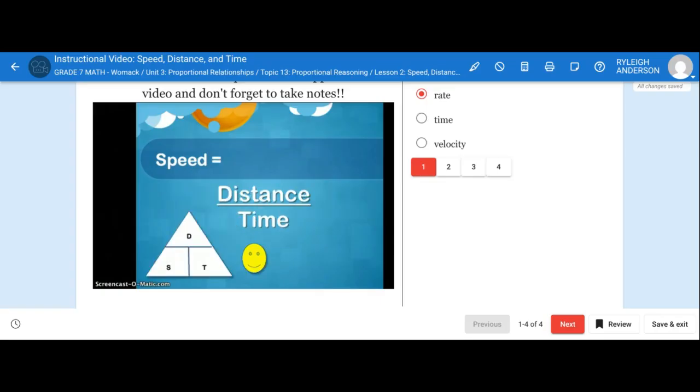The formula for speed is distance over time. So if I want to know how fast something went or what the speed was, I need to know the distance that it traveled and how long, or the time, it took. And you just simply divide distance divided by time.